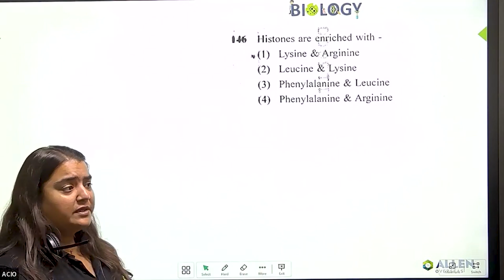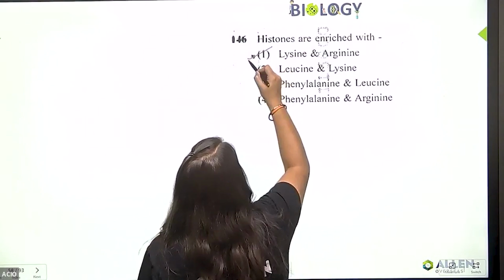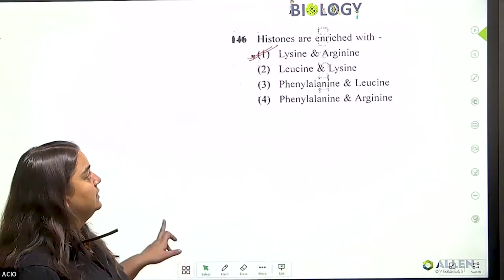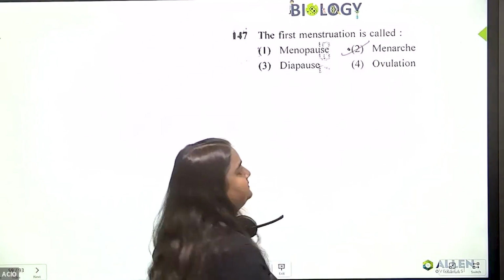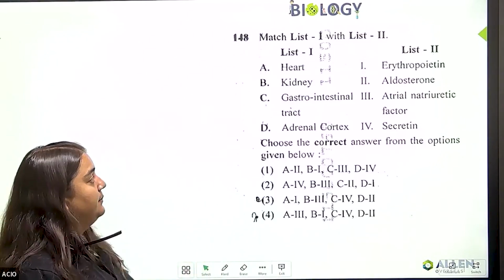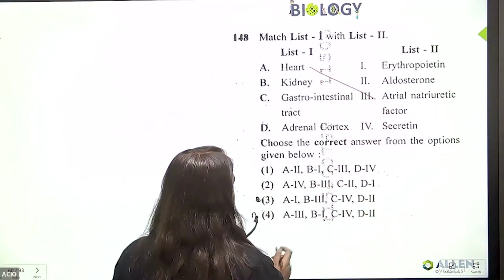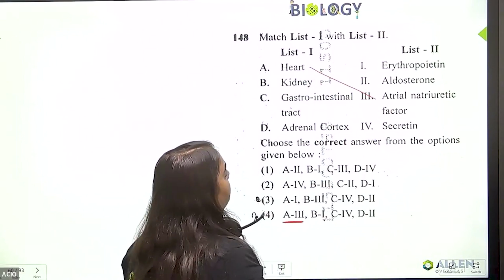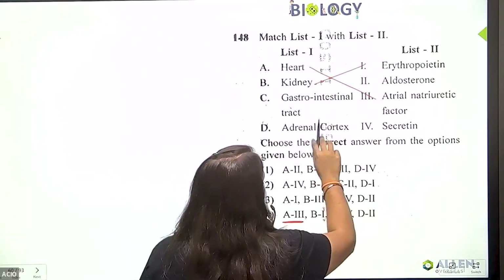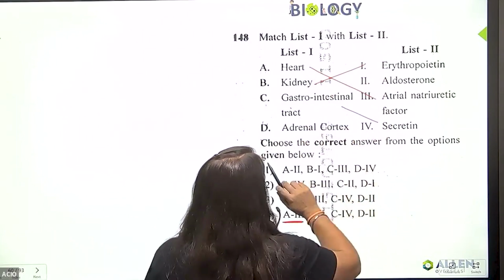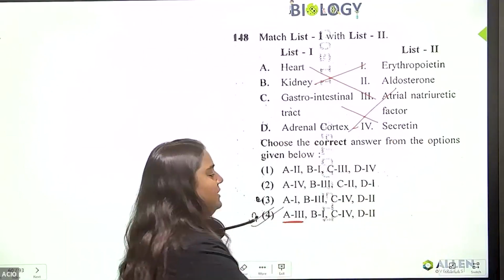Histones are basic proteins, positively charged proteins. They are enriched in lysine and arginine. Direct answer. The first menstruation is called what? Menarche. Let's match the list. Heart, atrial natriuretic factor, that is A goes with 3. Only one option is there. Kidney is going to give you erythropoietin, 1. Gastrointestinal tract will give you secretin, that is C goes with 4. Adrenal cortex will give you aldosterone, D goes with 2. Perfect. Fourth is the right answer.